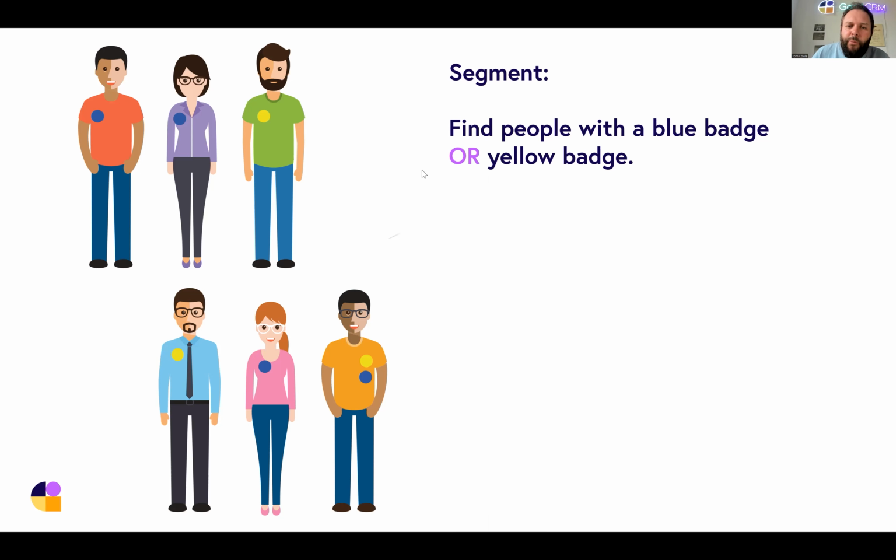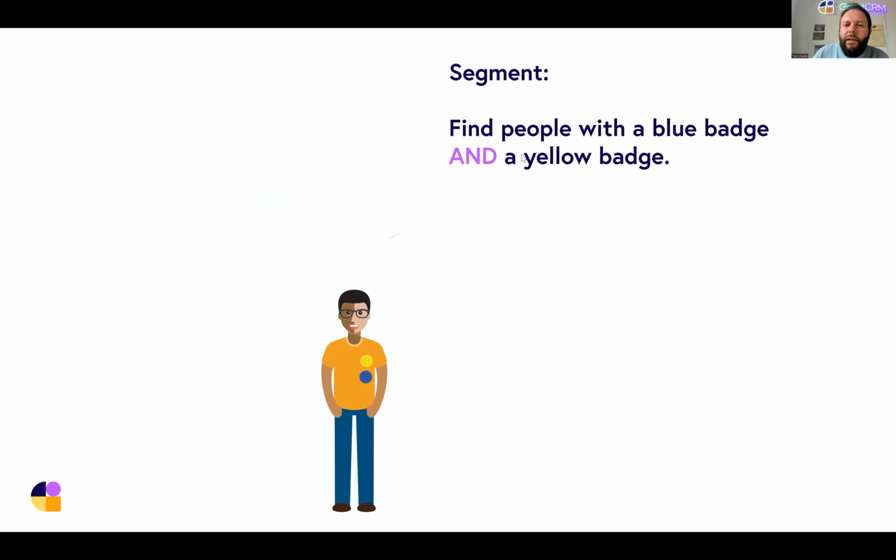Now, if we change that or to an and, find people with a blue badge and a yellow badge, we're left with just the one person that has both the blue badge and the yellow badge. So that's the difference between using or and using and in our segments. Or is include everything with, and means only those that match both criteria, essentially.